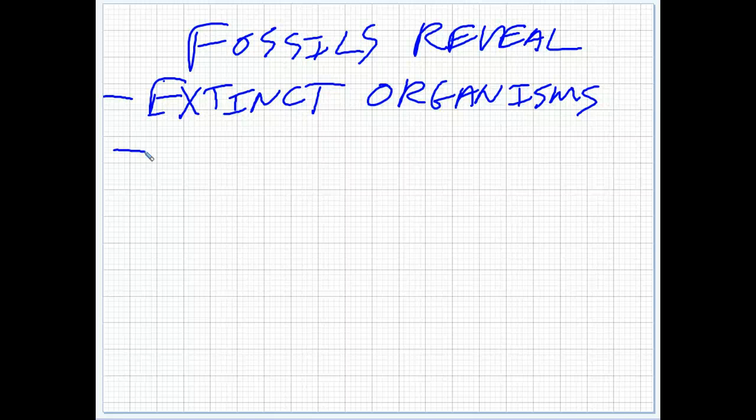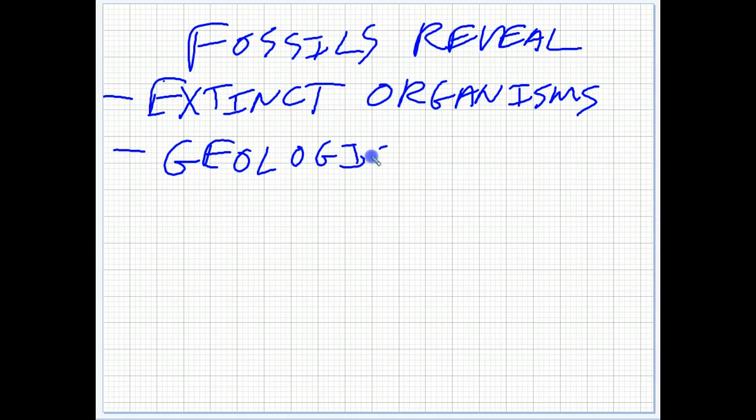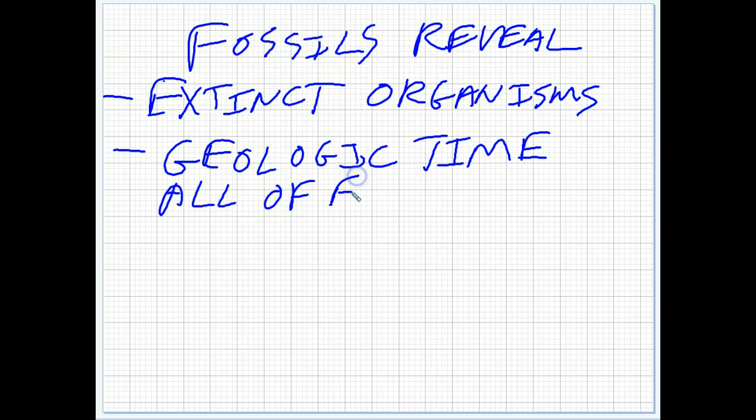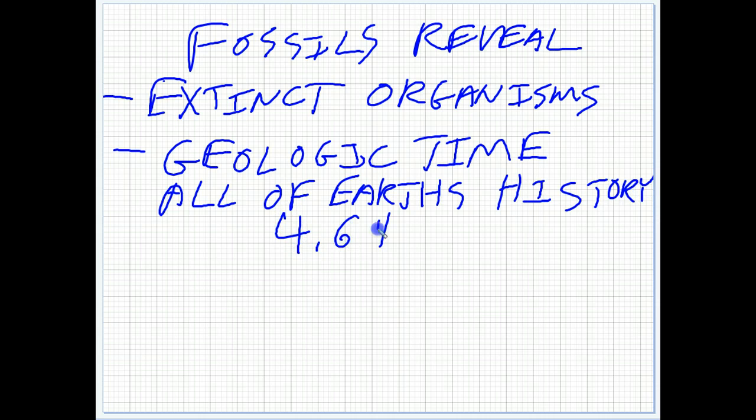Now we're going to look at the geologic time scale. And this is all of Earth's history. And all of Earth's history is estimated to be about 4.6 billion, with a B, years long. That is a long, long time. A billion, of course, is 1,000 million years. So hopefully that puts it in kind of a perspective that makes sense to you.